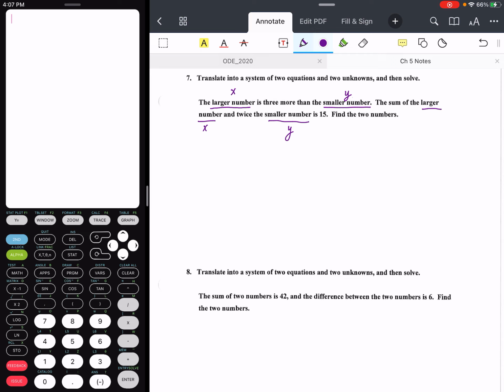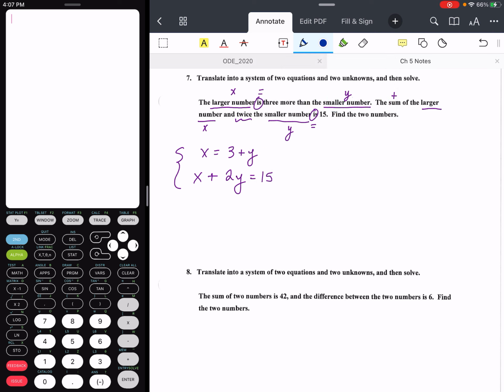So let's translate these into two equations. The first sentence says the larger number X is, which means equals, 3 more than the smaller number Y, so 3 plus Y. Second sentence, the sum, that means let's add stuff, the sum of the larger number X, and, so that's where we're going to add, plus twice the smaller number, so 2 times Y, twice Y, is, which is our equal sign, equals 15. Okay, so we set up our system of equations.